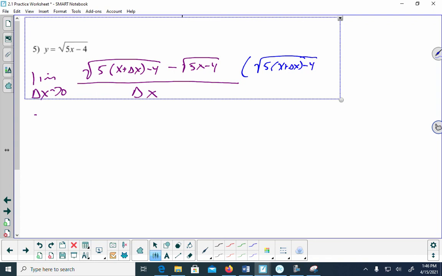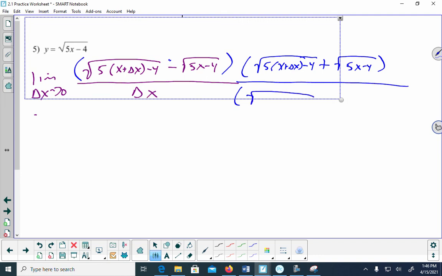Everything that's underneath the radical sign stays exactly the same. Since this is a minus sign, I'm going to change this to a plus sign. And 5x minus 4. If I multiply my numerator by that, I'm definitely going to have to multiply my denominator by that, because you can't just go rogue and multiply your numerator by something without making it equal.